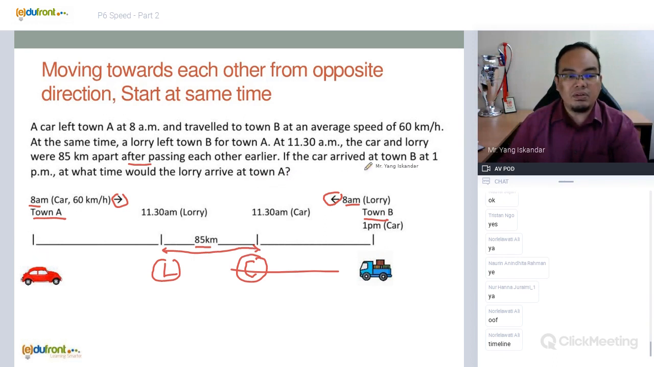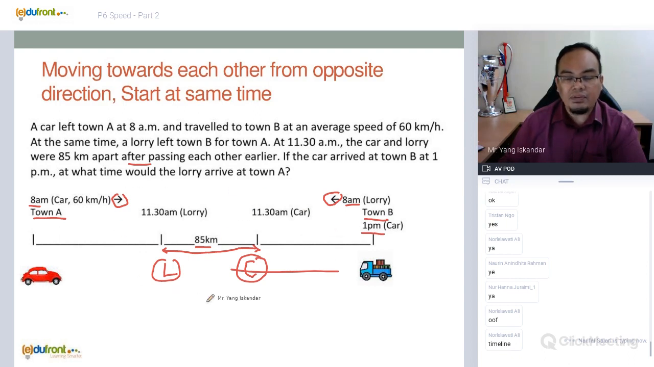The other information given to you is that the car arrived at town B at 1 p.m. So we know the car reached town B at 1 p.m. Straight away, you can see a very important clue: 8 a.m., 1 p.m. How many hours is that? 8, 9, 10, 11, 12, 1. 5 hours. That means the car took 5 hours to travel from town A to town B. This is another important piece of information that is not immediately given to you, but you can derive from the timeline itself. All of you okay with the timeline?